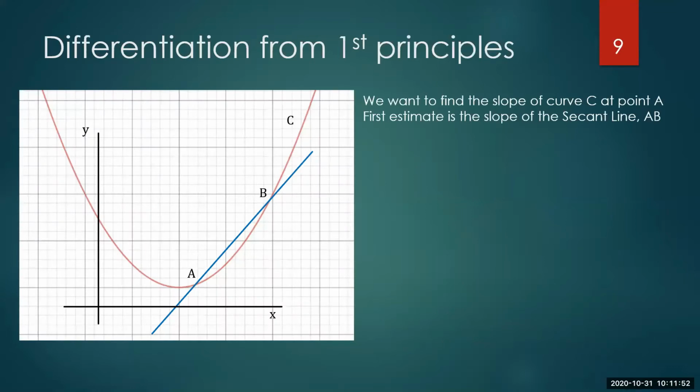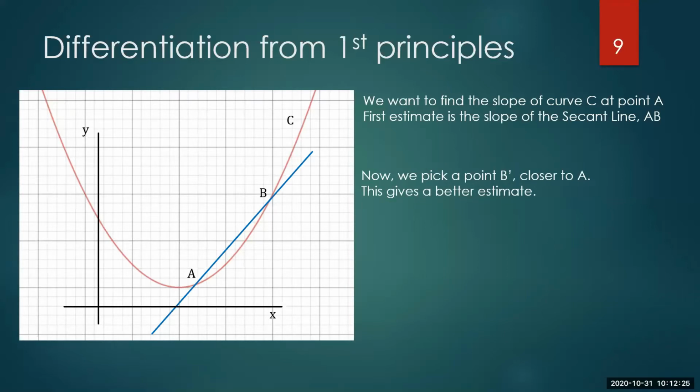So let's see how we go about doing this then. We want to find the slope of a curve, and of this curve C, we want to find the slope of this red curve, and we'd like to find the slope at A. Our first guess might be to draw a line from A to B and say, right, that's approximately the slope of the curve at A. We might decide that line from A to B is okay, it's approximate, but we can do better.